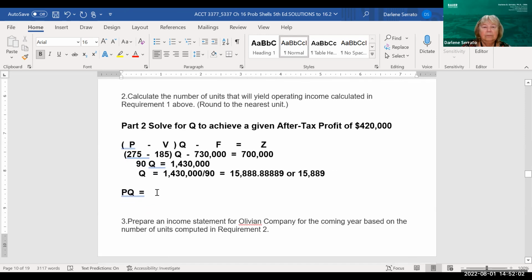Now, what if they wanted PQ? P was 275 times Q of 15,888.88889, and that gives you 4,369,444.